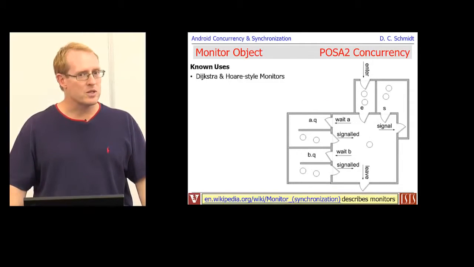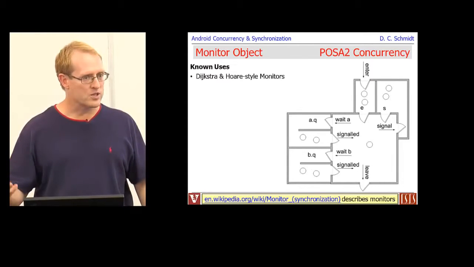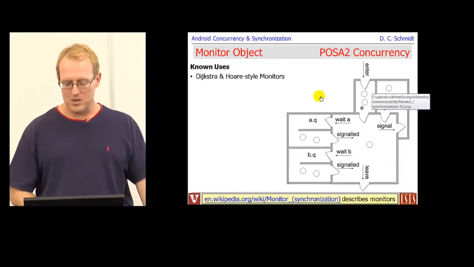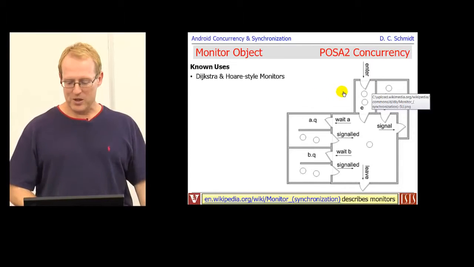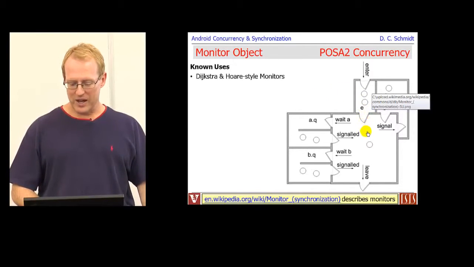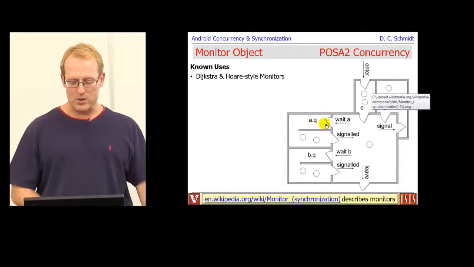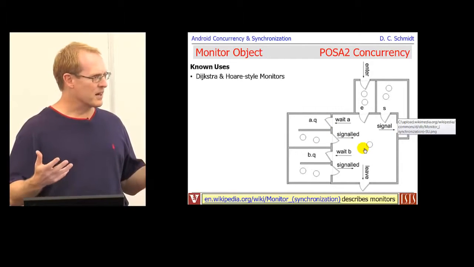There are a number of known uses of this pattern. The classic Dijkstra and Hoare style monitors are good examples. Take a look at this link, and you can find more about that. The metaphor that they typically use here is one of a room with doors. When you enter the monitor, you can be in here when you get permission to run. And when you wait, you step outside into a little waiting room. And when you're signaled, you can go back in, and you can signal other people, and so on and so forth. So that's the metaphor to think about.